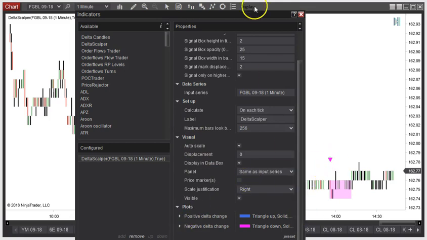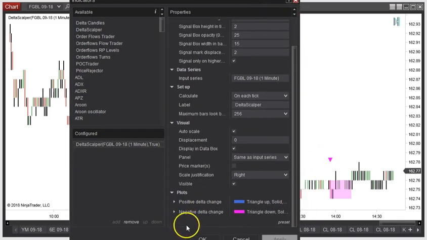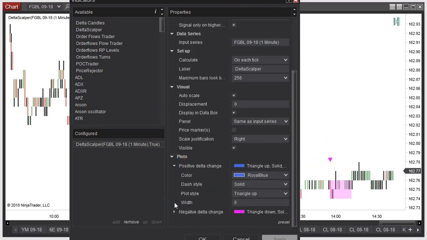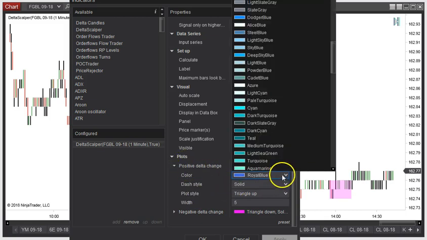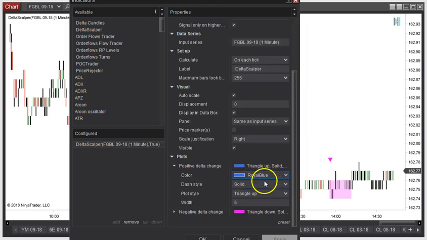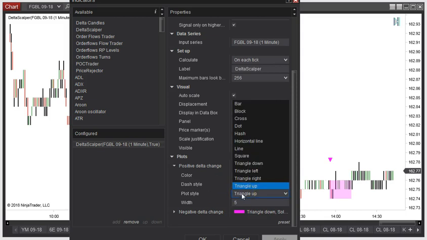Again, if you have some other indicators from someone else, and maybe the colors clash, like maybe you got them as the same colors, you can adjust it in here under the plots. You could change the color to whatever you want. I like royal blue. I have it set to solid as the dash style. Plot style, triangle up. You could do all sorts of different things.